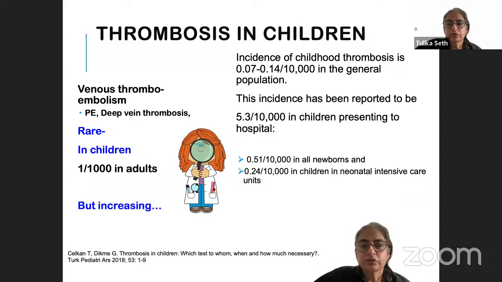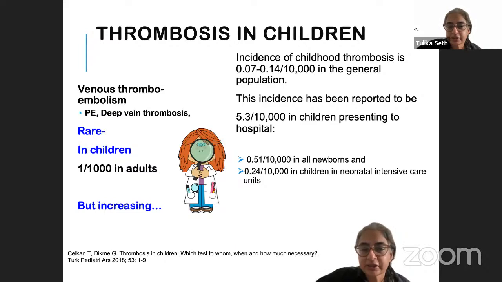So why does thrombosis occur in children? Children are just like adults, they can also have thrombosis. Usually we consider this to be rare. In adults, thrombosis is much more common. We see thrombosis in adult patients and teenagers in about 1 in 1,000, particularly in children and adults who are in the hospital. This incidence is increasing worldwide.